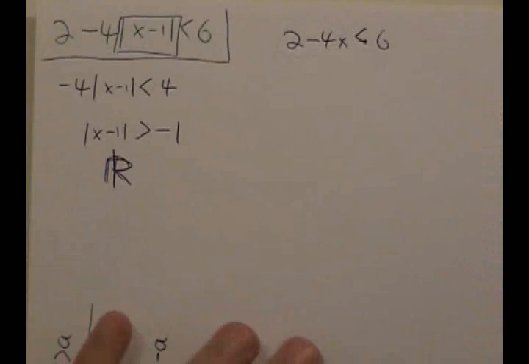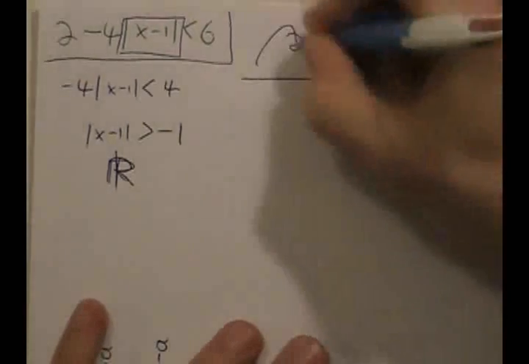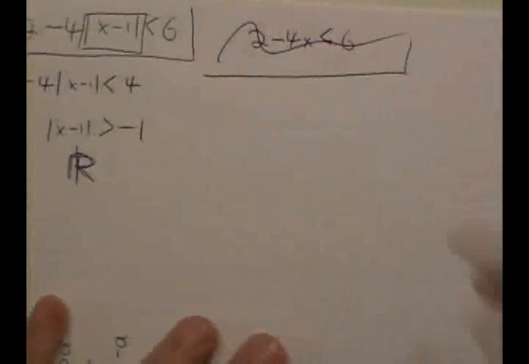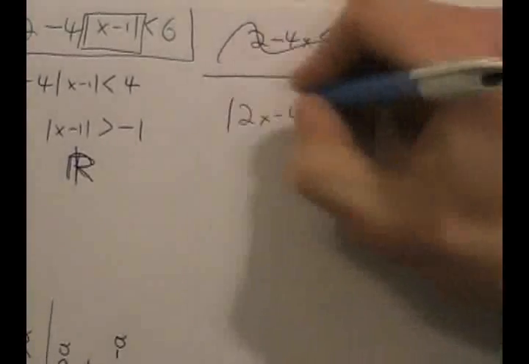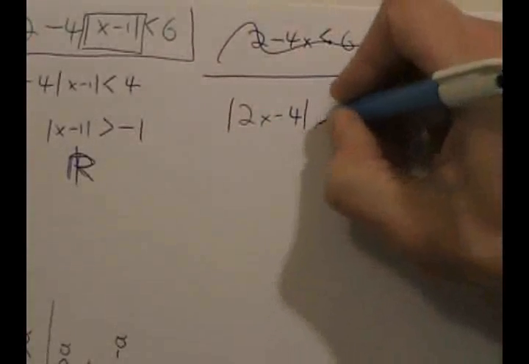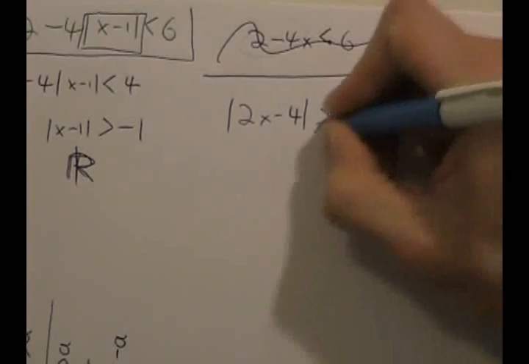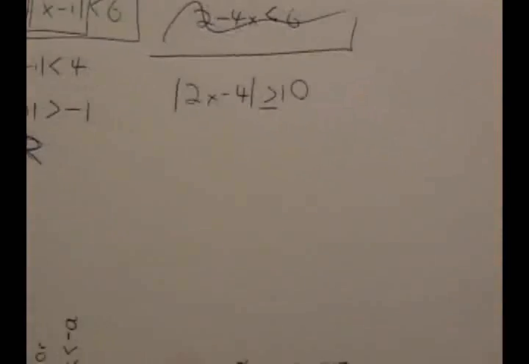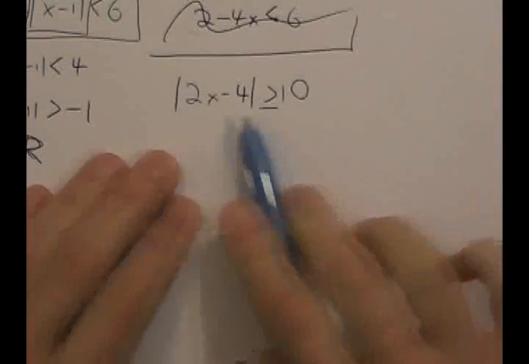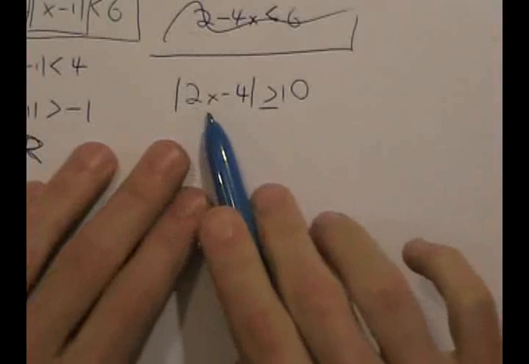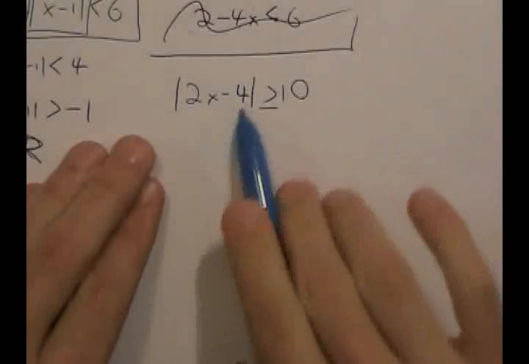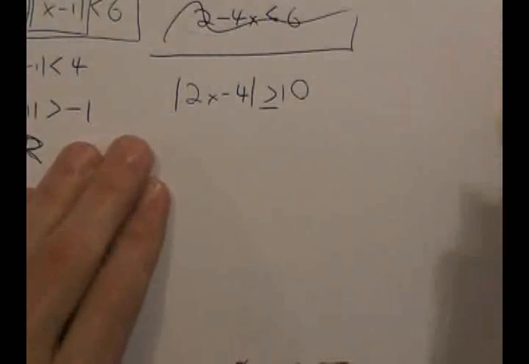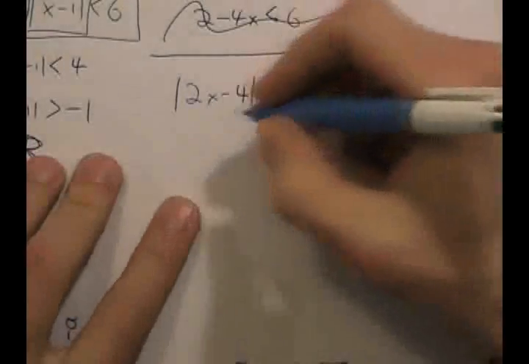One last example, just to have a legit one that's a greater than, is if we had, say, the absolute value of 2x minus 4 is greater than or equal to 10. So first thing that you notice is that it's the absolute value of something greater than 10, so you want the inside expression to be at least 10 units away from 0. So you have to break it into 2 different pieces.